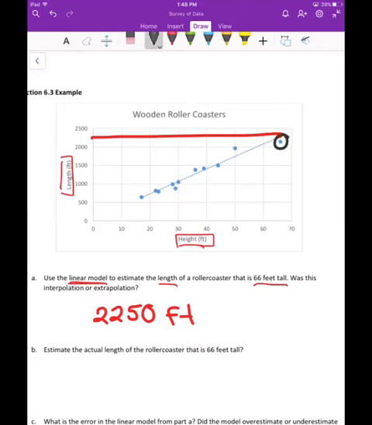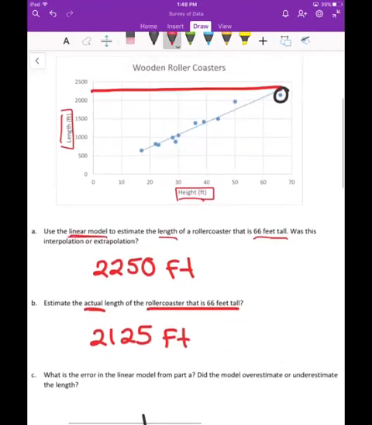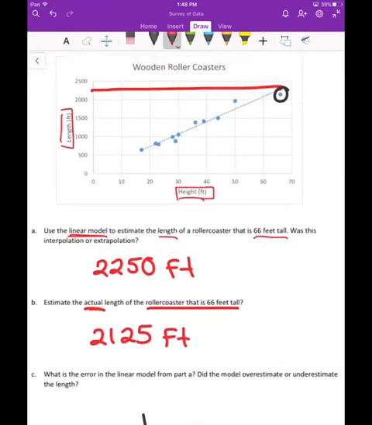Okay, now we see that there's an actual data point where we have 66 feet. That is lower than our linear estimate, so I would say that's only about halfway up. I'd go there with about the actual length of the roller coaster that we recorded that was 66 feet tall. That actual length was lower. It was more like 2,125 or 2,100, something like that, feet.